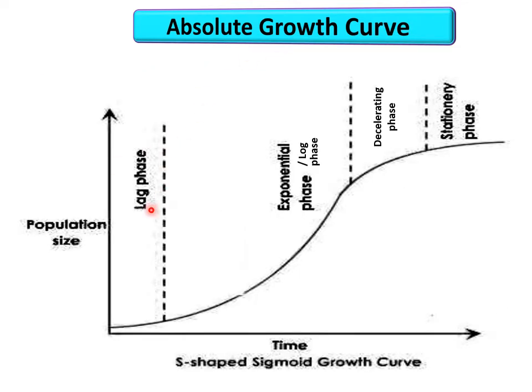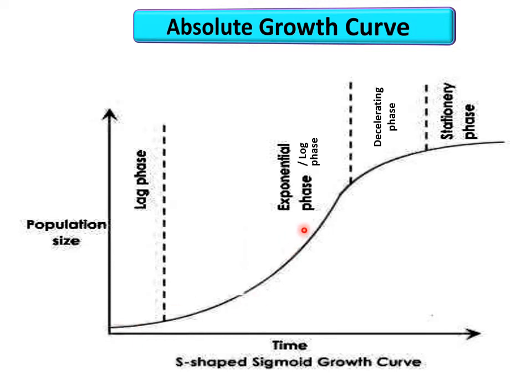For the absolute growth curve, we have 4 phases: lag phase, log phase, decelerating phase, and stationary phase. For the lag phase, very little growth occurs because there are very few cells initially, and growth occurs slowly because cell division and cell enlargement occur at a slow rate. Here the organism is young, immature, and starts adapting to a new environment.